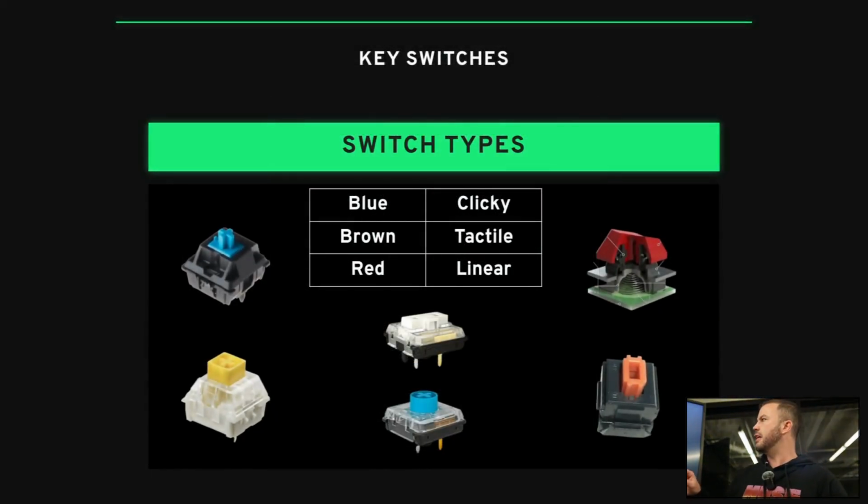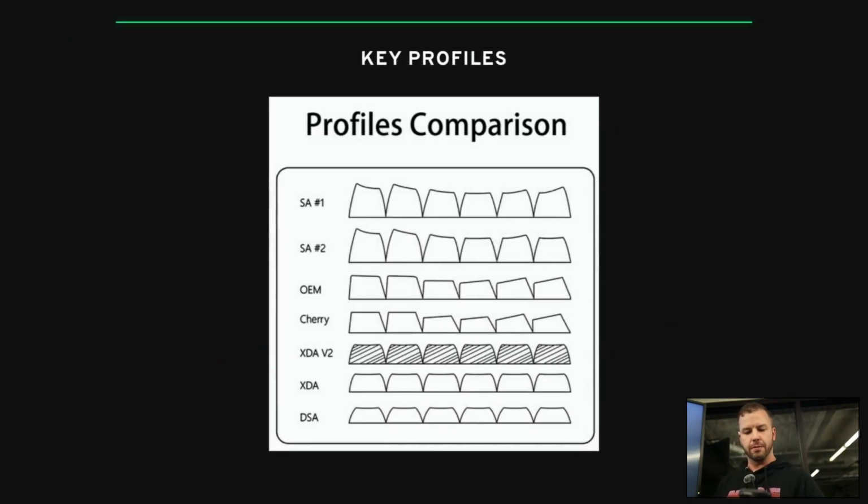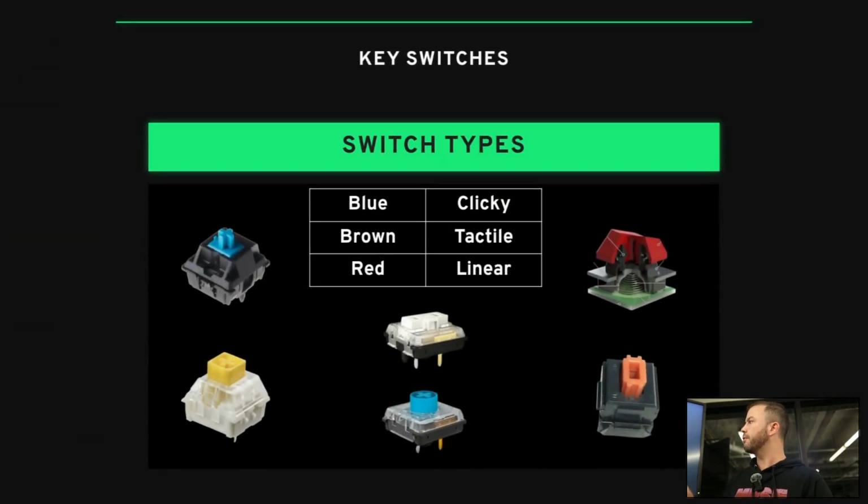But in general, they go down into a few different categories. There's blue, brown, and red. Blue means that they're very clicky. Brown means there's a tactile bump as you depress it. And red, there's a linear amount of feedback. There's not a chunk as you get past actuation, and the only thing you feel is if you bottom out the key.